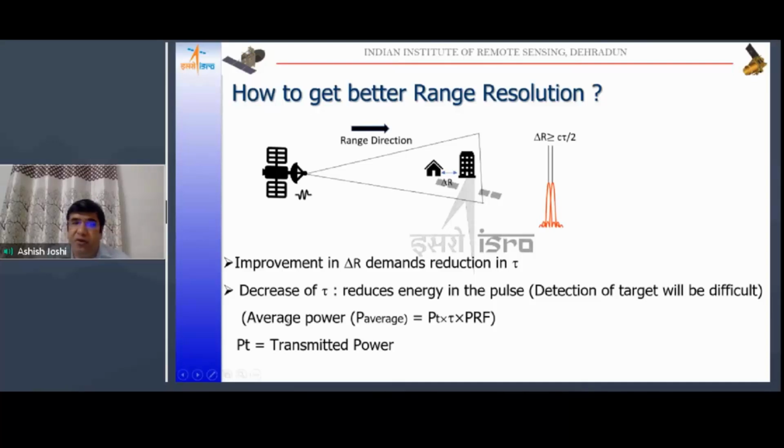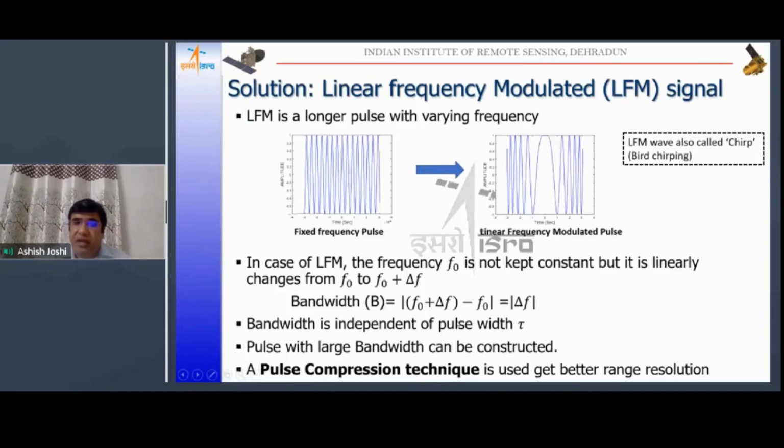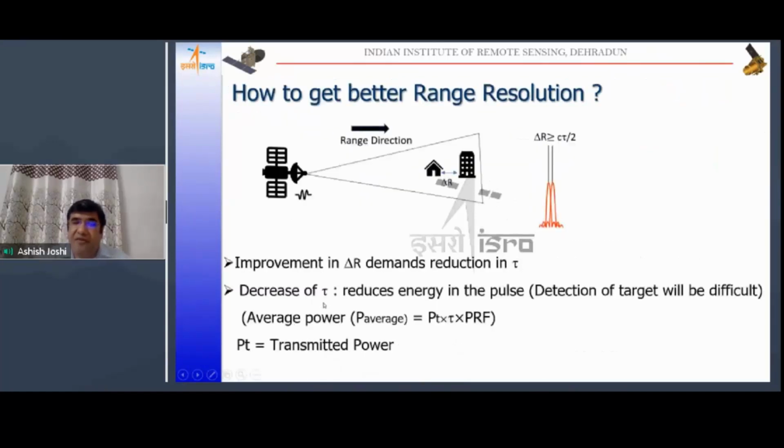But from the formula, power is equal to PT into tau into PRF. This is the formula of the power. If we decrease tau, then the average power will be reduced, so we cannot decrease tau beyond a certain level. It will reduce the energy in the pulse. Then what is the solution?